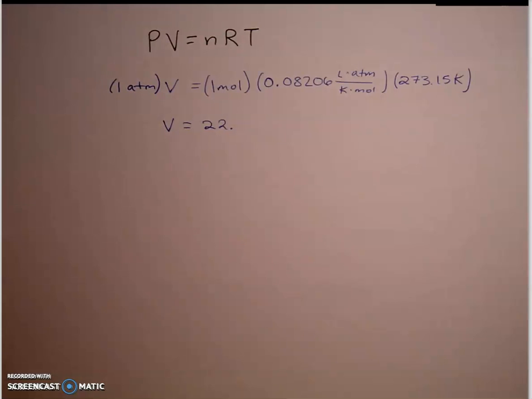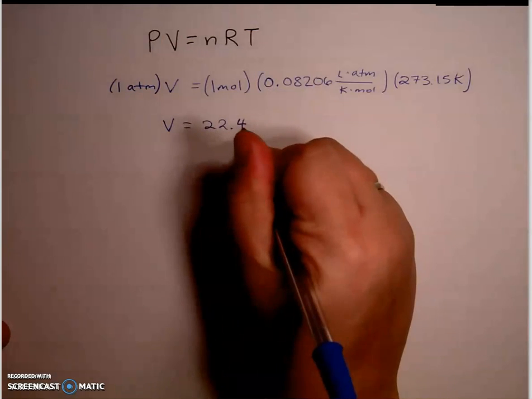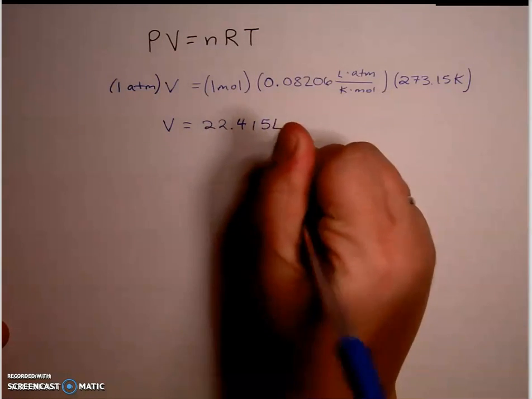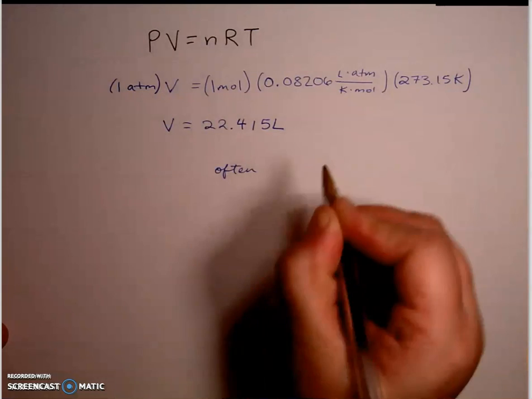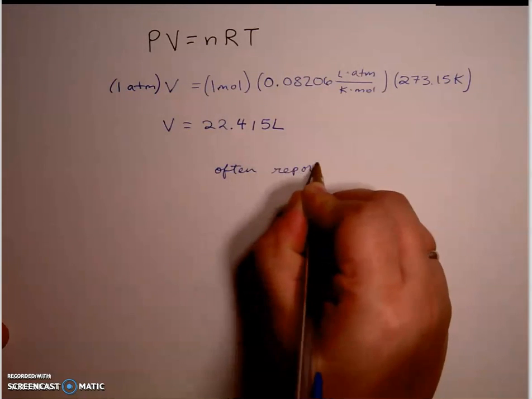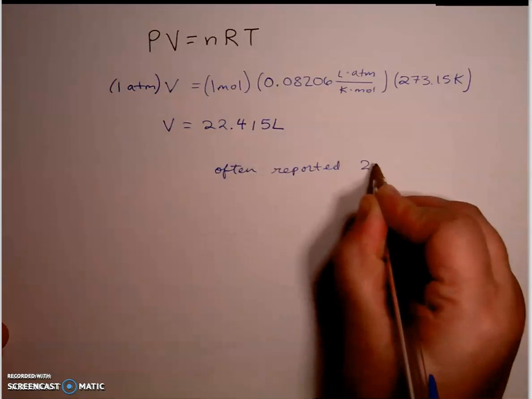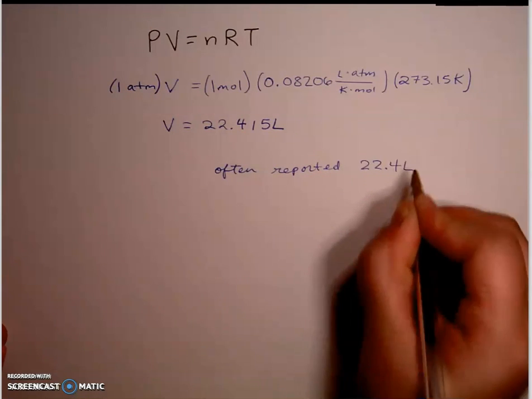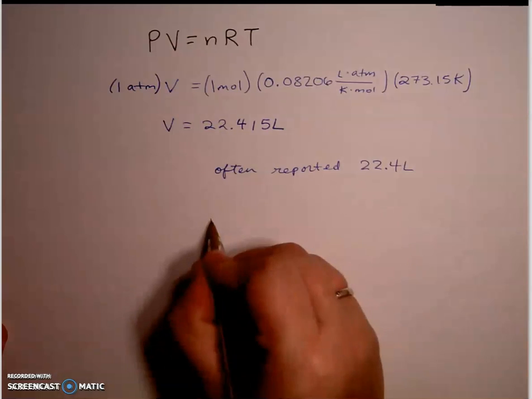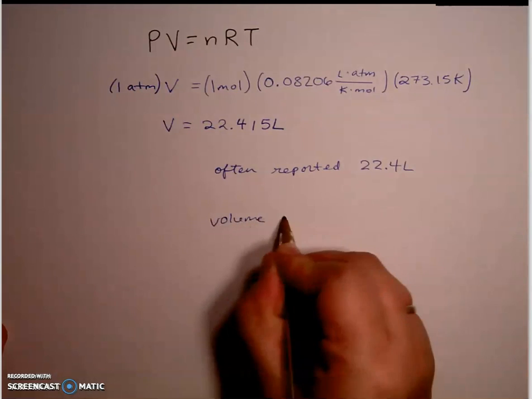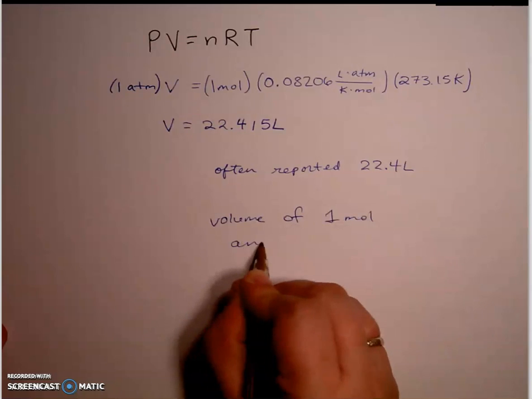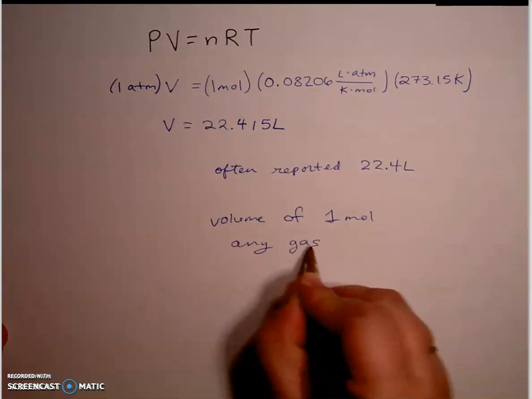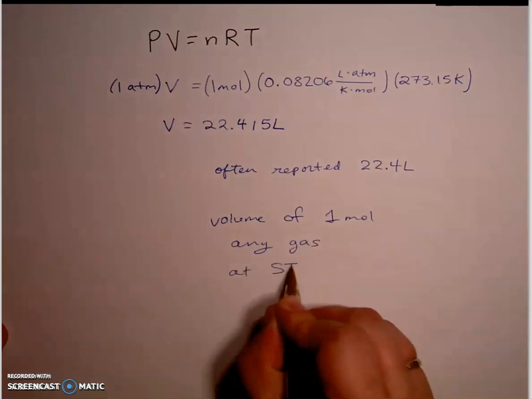I took a second to put it in my calculator just to double check that I had the right value. Here's all my extra digits. But usually we just say 22.4 liters. And that's the volume for 1 mole of gas at STP, which is standard temperature and pressure.